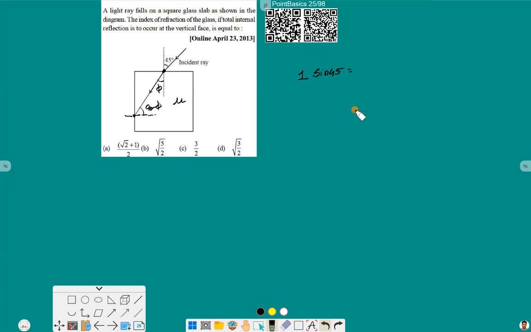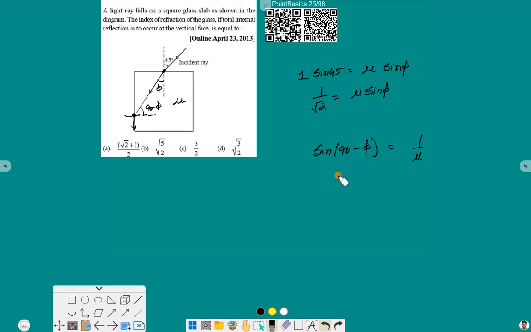Oh sorry, we have to calculate the refractive index, so we take it as mu into sine of phi. Now sine of 45 will be 1 by root 2. So from this, 1 by root 2 is equal to mu times sine phi. Now at this point there is total internal reflection happening. So we can write that sine of 90 minus phi should be equal to 1 by mu. This is the condition for total internal reflection, the condition for the critical angle.